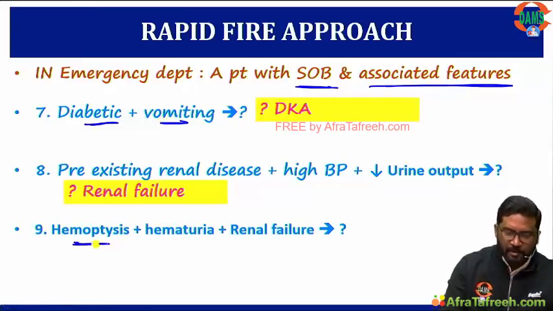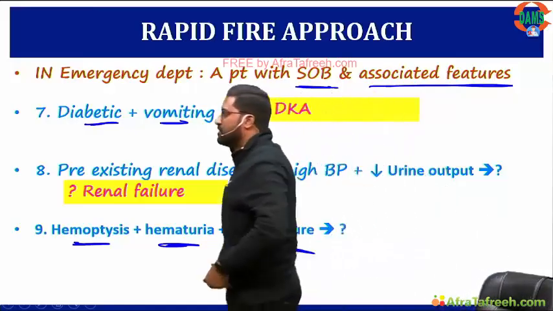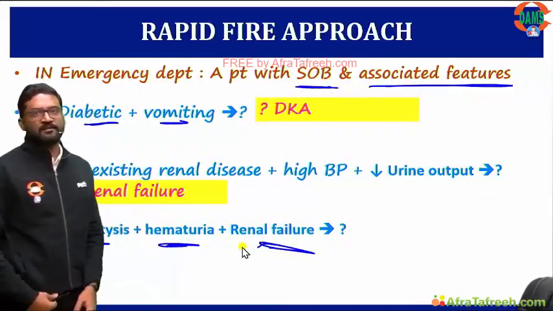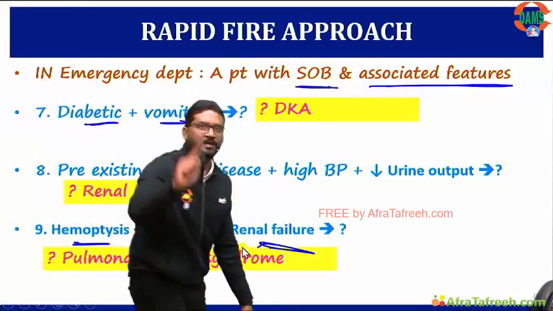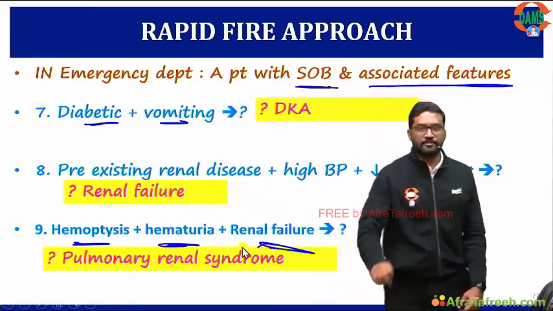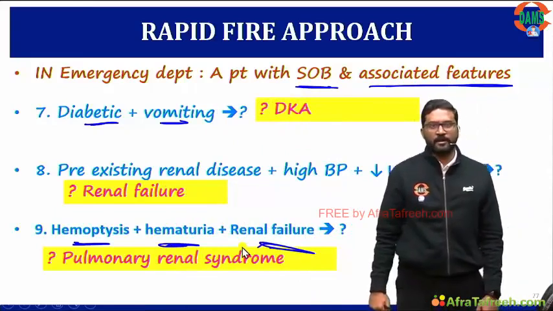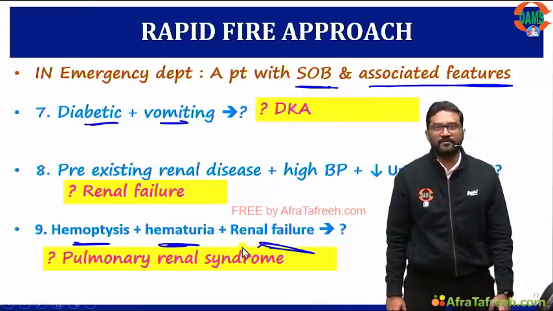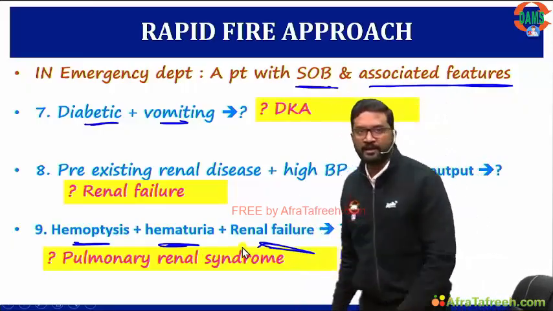Now there is hemoptysis, hematuria, renal failure. What is this combination? This is involving both lungs and also kidneys. So this is a pulmonary renal syndrome. Can you name a few pulmonary renal syndromes? I want three. Goodpasture syndrome. Then connective tissue disorders such as SLE, and small vessel vasculitis such as Wegener's granulomatosis, pulmonary renal syndrome.